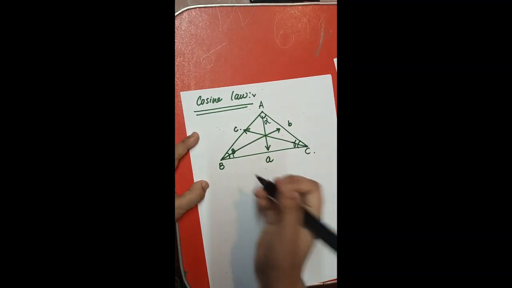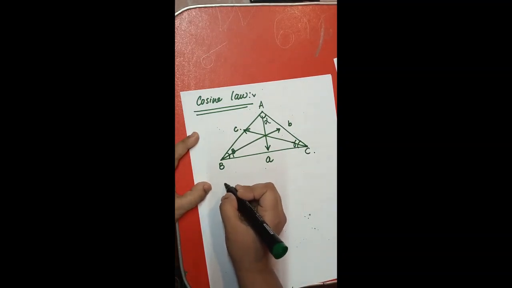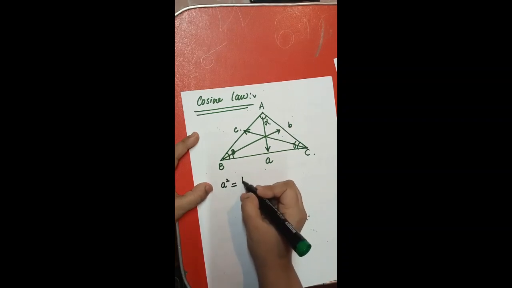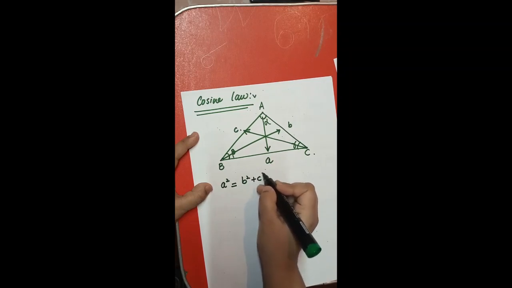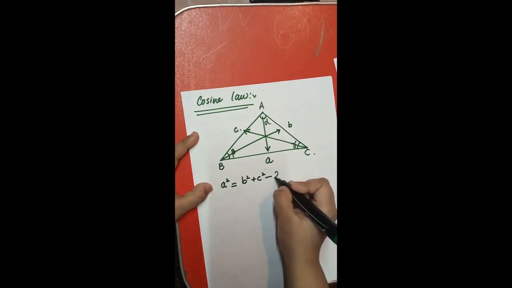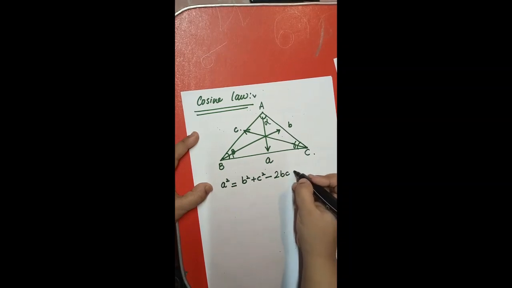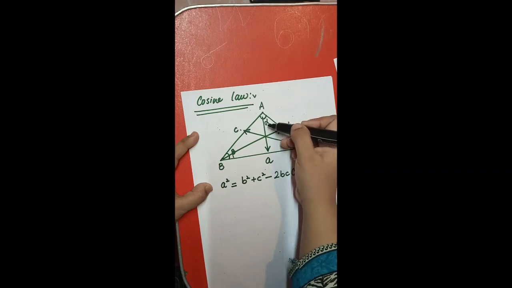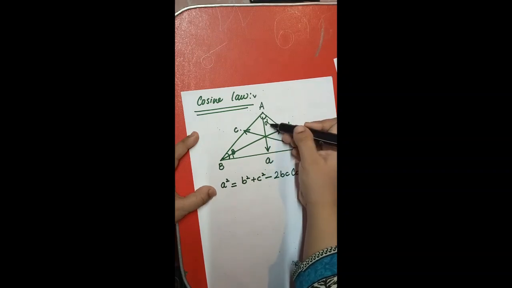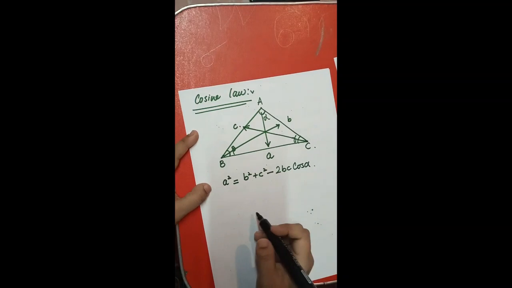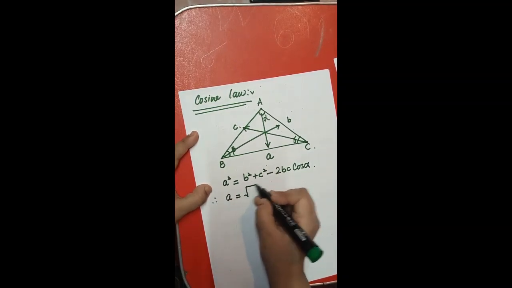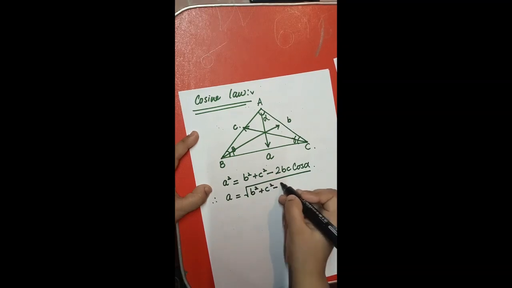So the formula of the cosine law is a square is equal to b square plus c square minus 2bc cos of the angle opposite to A, which is alpha. So we have to write like this. If we are going to find the value of a, it should come under the root. We will apply the square root on both sides. So it will be like this.